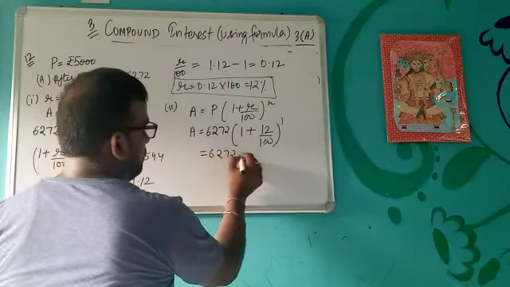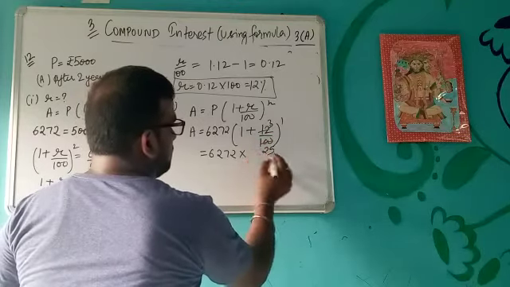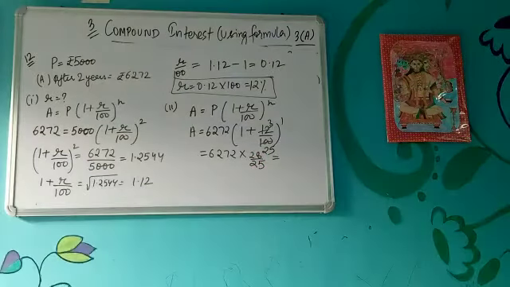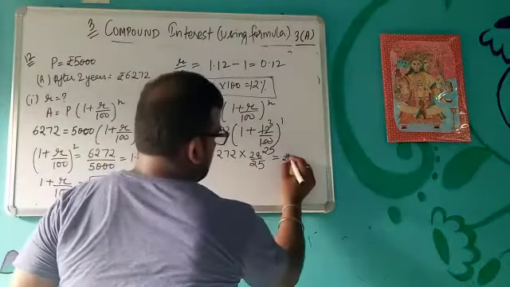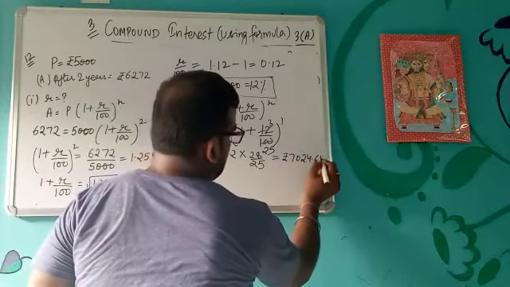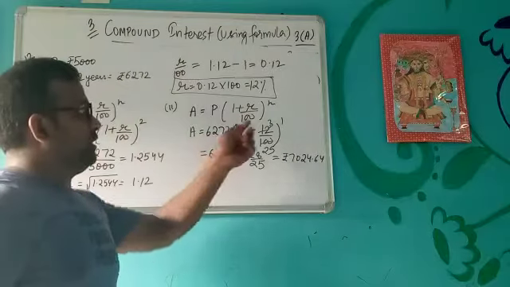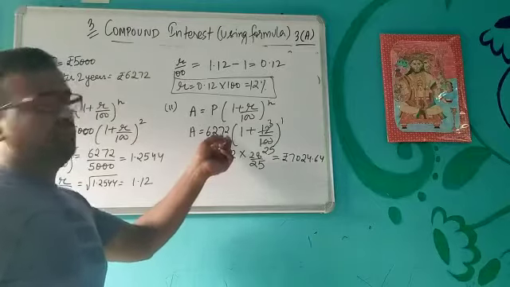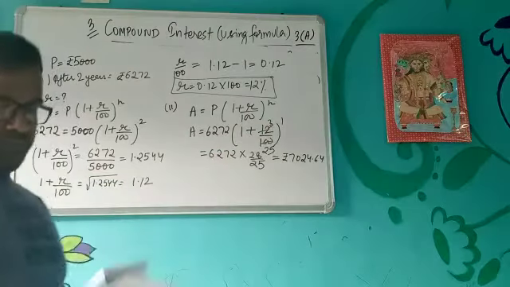So it is 6272 into 28 upon 25. So it will give you 7024.64 paisa. Okay, so instead of taking 5000 and then taking out the cube, you take this value as the principal at the beginning of the third year, and here n will be 1 for the 1 year.